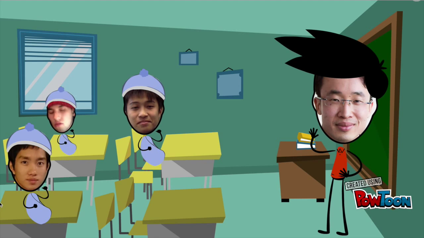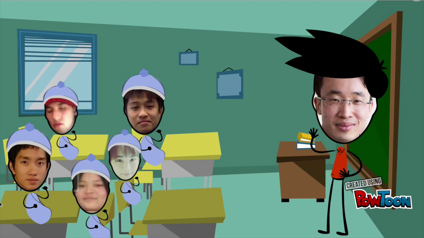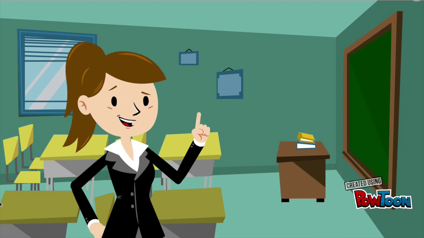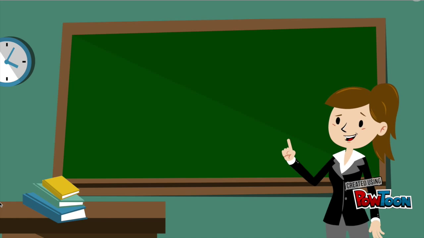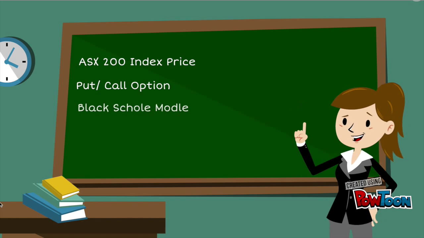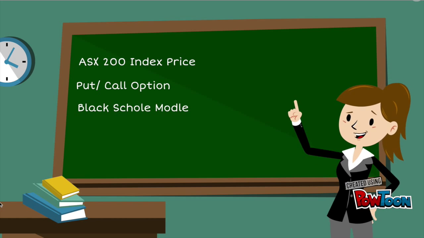Our group has been engaged to calculate the value of a 1 year put option for the ASX 200 Composite Index with an exercise price of 4,750 that is purchased on the 1st of September 2015. Now we are going to present individually in order to perform our calculations.